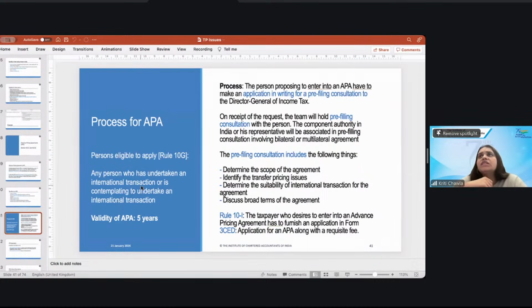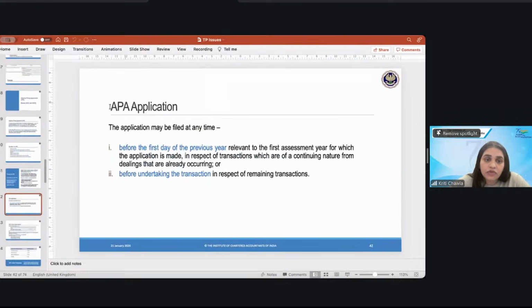And then when you decide that you want to finally go in for an APA, you have to furnish an application in Form 3CED. I will give you a lot of perspective on APA. This is the topic that I actually speak on in transfer pricing, so just allow me some time. When we go through the entire APA rules, I will give you a perspective on what is happening to the APAs that we have in India. So this is how you actually apply for an APA.